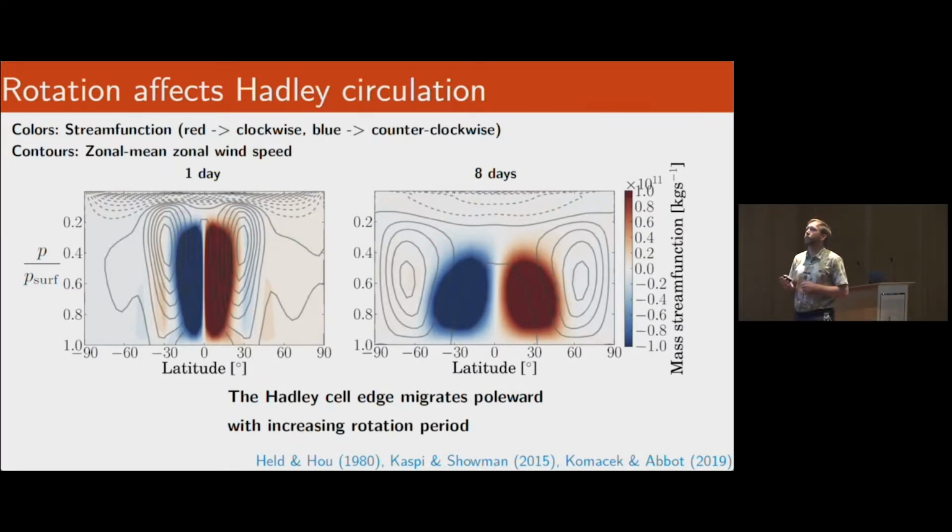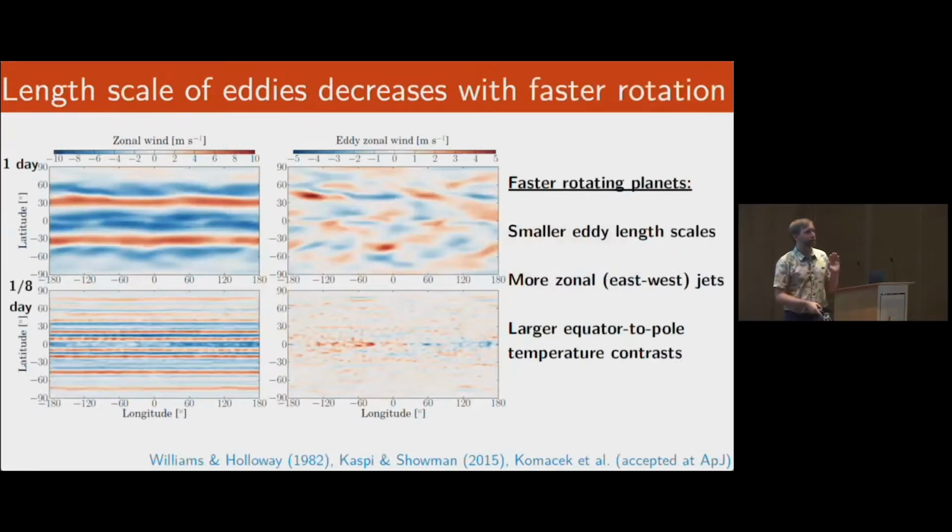Okay, so that's going to slower rotation periods than Earth, but what happens if you make it rotate faster than Earth? So here I'm now comparing maps of the circulation.